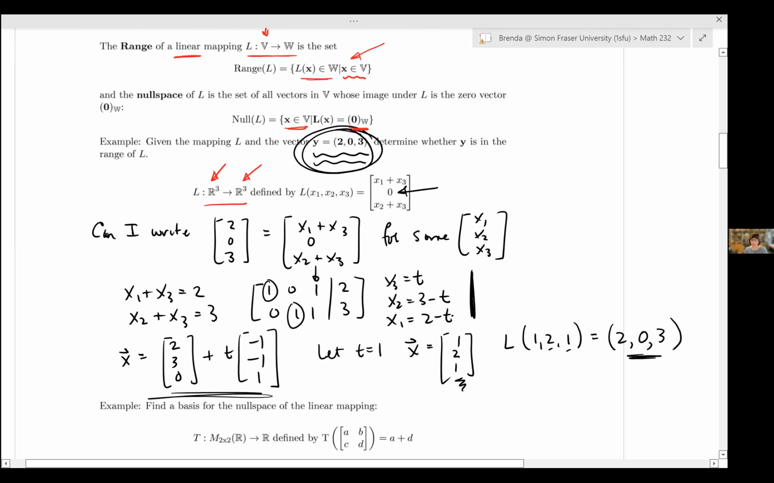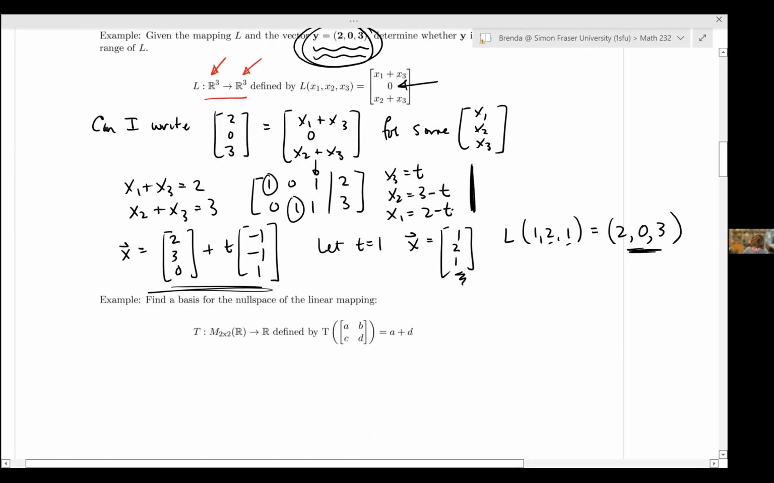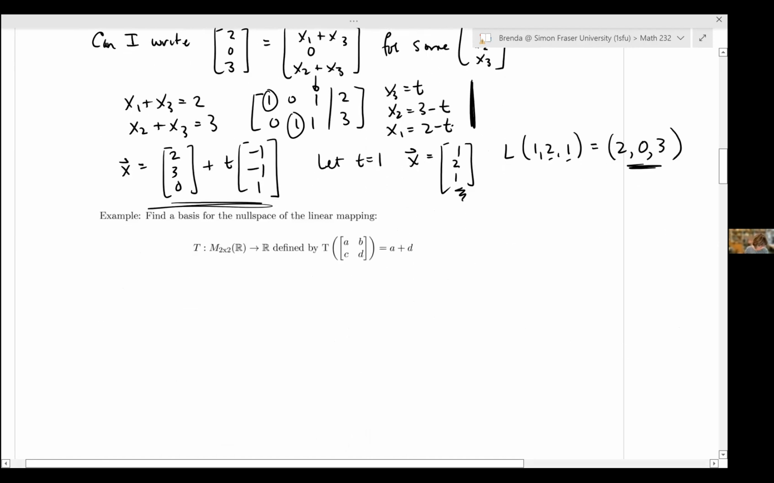You can choose any other value of t, and that will happen as well. Okay, so the answer to this question is yes, y is in the range of L. It is possible to find an input such that you can get that y value as an output. Okay, here's another question. Find the basis for the null space.